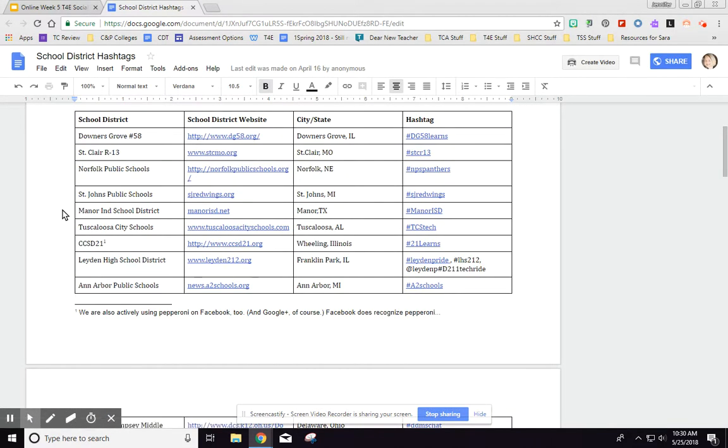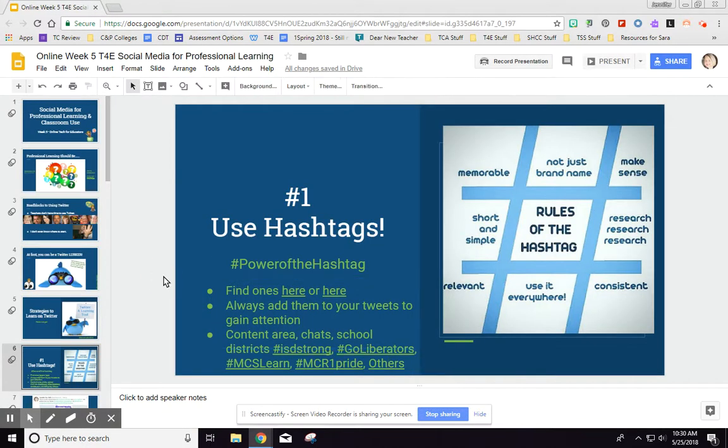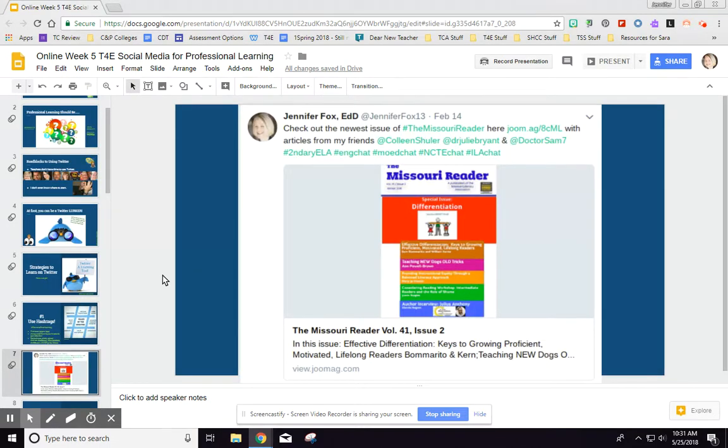Here are some for school districts that I found. Someone had already created something to curate those. But the thing about it is these hashtags really help to gain attention and to connect with people. So you'll see right here, I tweeted about the newest edition of the Missouri Reader, which is the journal I used to co-edit, but I have an article in there. And so I wanted people to read it.